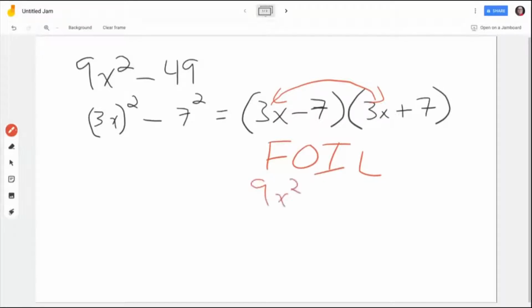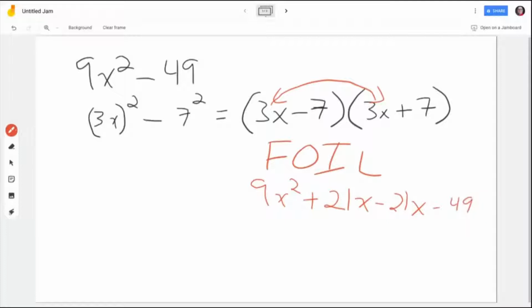9x squared. Next, we're going to do the outer terms, which is going to be the 3x times the 7. And so that's going to give us, what, positive 21x. Next, we're going to do the inner term, which is the negative 7 times the 3x. So that's going to give us negative 21x. And lastly, we're going to do our last terms, which is negative 7 times positive 7, which is going to give us a negative 49.